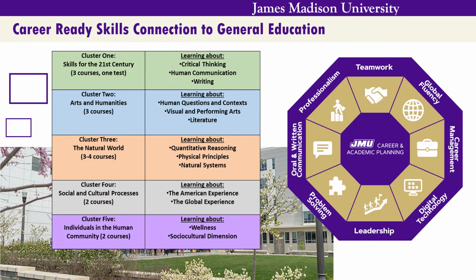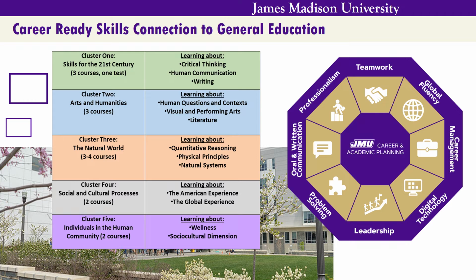Career Ready Skills Connected General Education. If you're not familiar already from the modules, General Education is the program that all students go through regardless of major, and it breaks down into 5 cluster areas. You can see on the left side of this chart, cluster 1 has 3 courses and 1 exam. Cluster 2 has 3 courses involving arts and humanities. Cluster 3, the natural world, our science and math area, consists of potentially 3 or 4 courses. Cluster 4, social and cultural processes, has 2 courses. Cluster 5, individuals in the community, is another 2 courses.